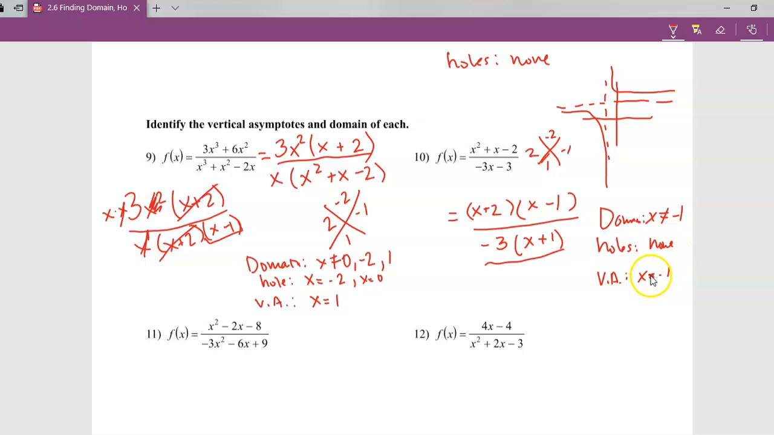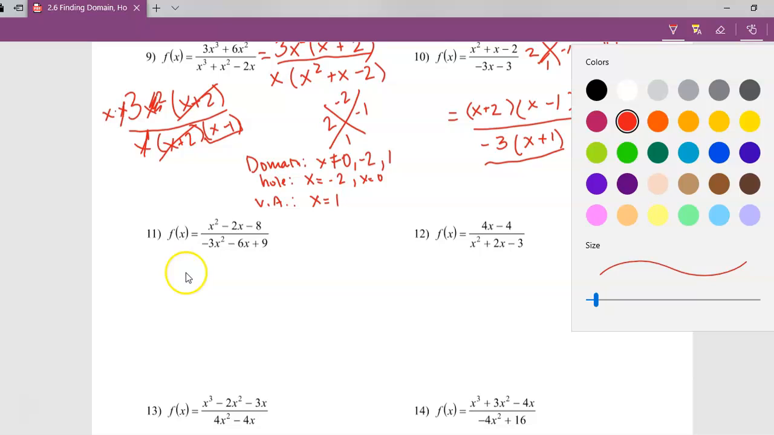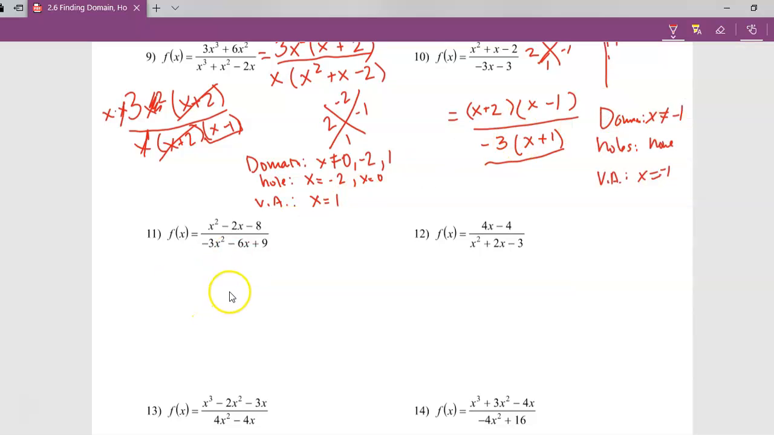Okay, so notice here that when I am finding the domain, I'm finding that 0 and I'm excluding it. I'm saying x cannot equal negative 1. When I'm finding a hole or a vertical asymptote, I'm going to say it does equal that, okay? Because that is where that discontinuity happens. So just keep that in mind as you go through. Let's just do one more example here. So number 11, go ahead and factor the numerator and the denominator.